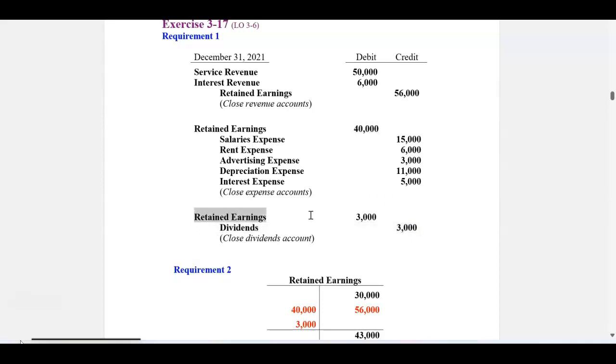This part, closing dividend into retained earnings, is the exact same thing either in my video or in your book. The only difference between my video and your book is that in my video, I'm using income summary to close revenue and expenses, and then closing income summary into retained earnings. Your book says, no, let's close it directly into retained earnings from day one, which is fine. But closing dividend is the same either way. Dividend has a normal balance of debit, so credit your dividend and debit retained earnings.